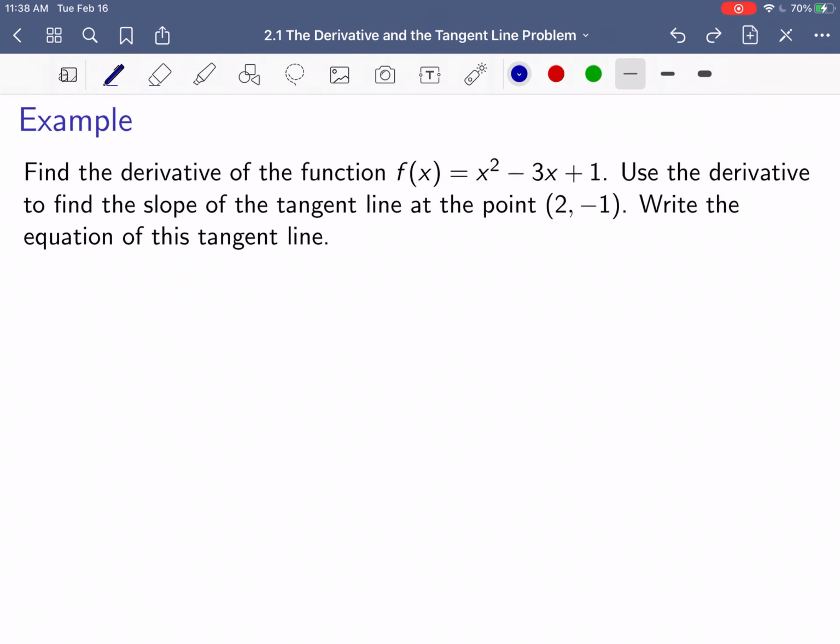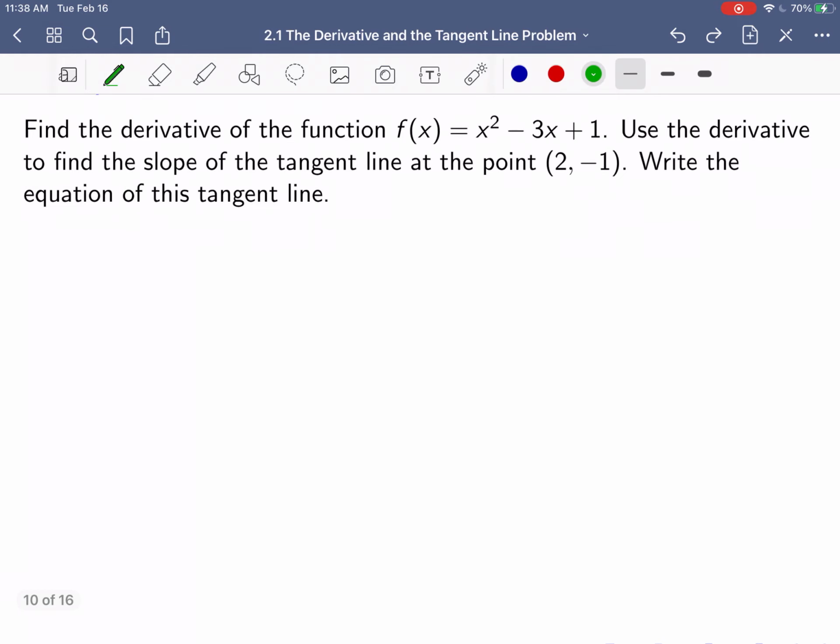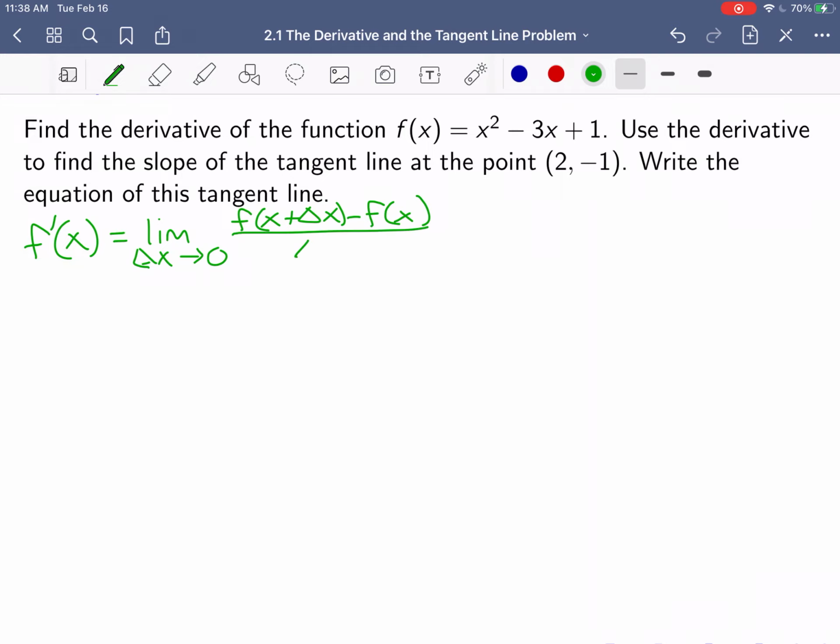All right, so let's look at an example. So here we're going to find the derivative of our function, x squared minus 3x plus 1. We will use that derivative to find the slope of the tangent line at 2, negative 1. So let's find the derivative first. Right? So our definition is the limit as delta x approaches 0, f of x plus delta x minus f of x all over delta x.